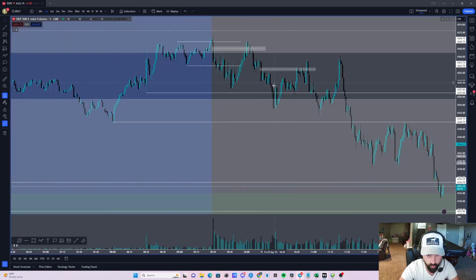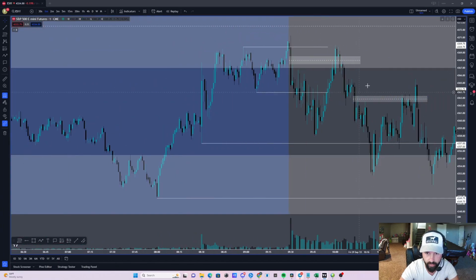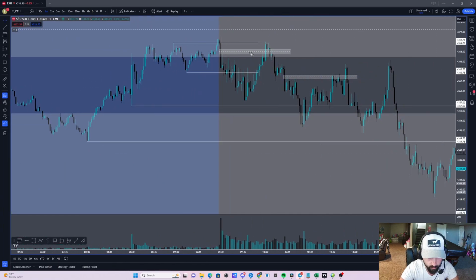Now let's go into our 1 minute chart, which is my entry chart, okay? What does price do here? We sweep that high, we fail, we displace, we shift market structure, we chop around. At this point, I didn't want anything to do with the market, okay? There was nothing going on.